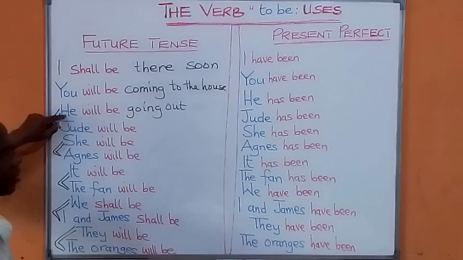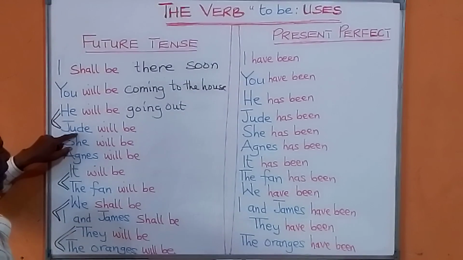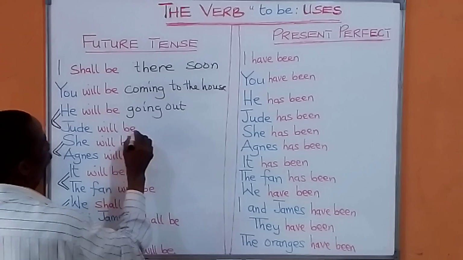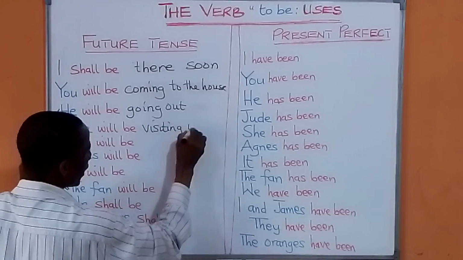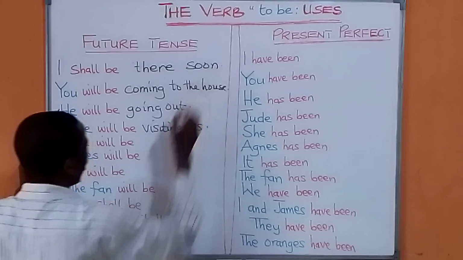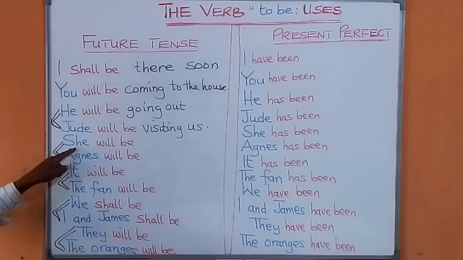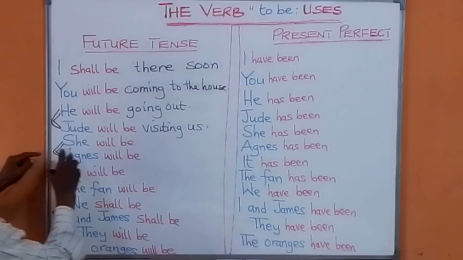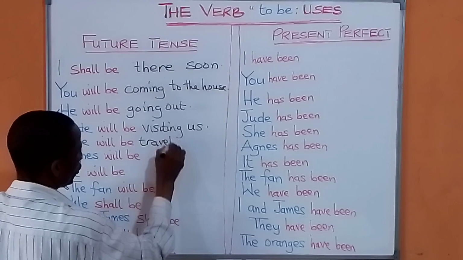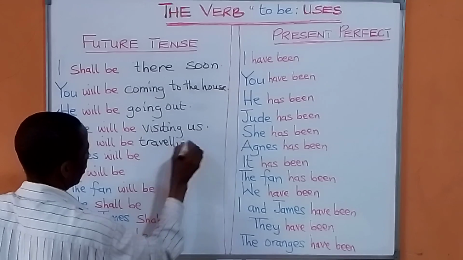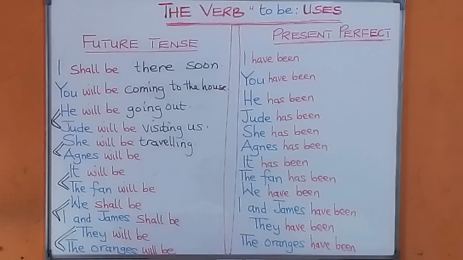He, a man or a boy. Let's take that to be Jude. Jude will be visiting us. She, a girl, a woman, a lady. She will be traveling soon. She will be traveling.